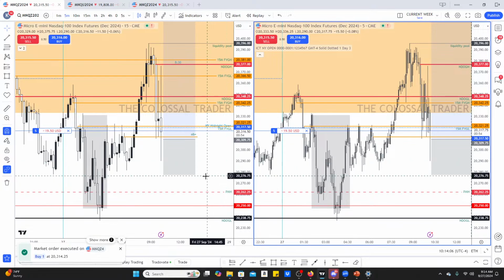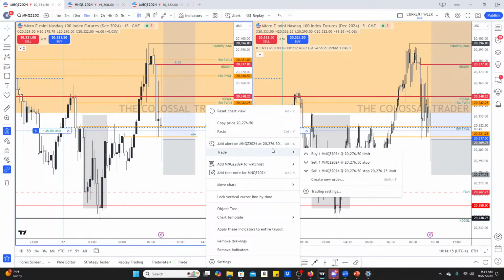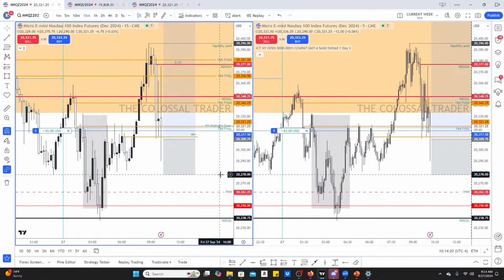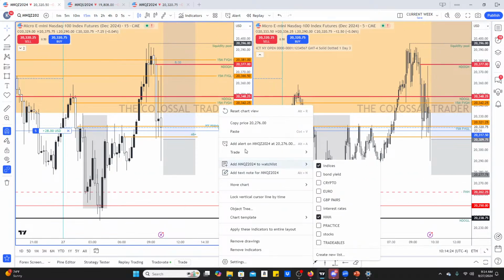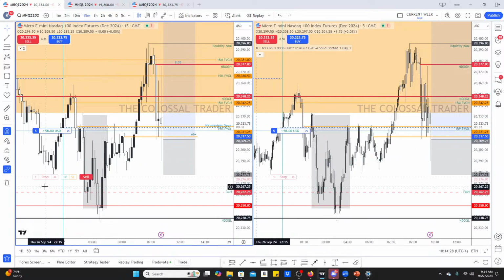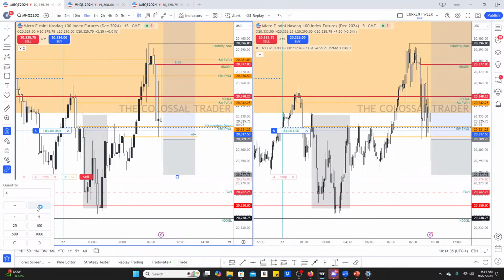Okay, so now I'm gonna put my stop loss right here. So I'm gonna use the framework I've been outlining, and let me put this. Here.